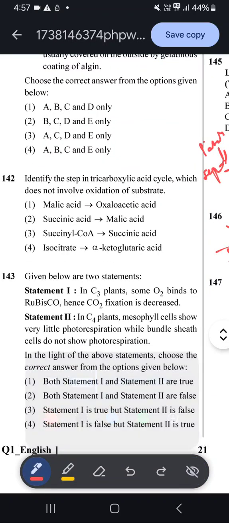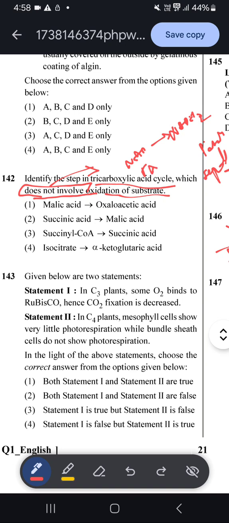Here, identify the step involved in the TCA cycle which does not involve oxidation of substrate. Read the question properly. Oxidation means NAD gets converted into NADH2, or FAD gets converted into FADH2. That means the hydrogens from the substrates will be accepted by NAD or FAD and get converted into NADH2 or FADH2.